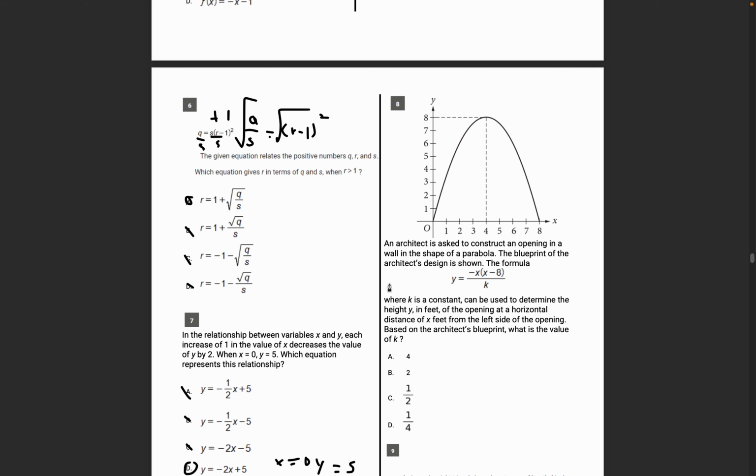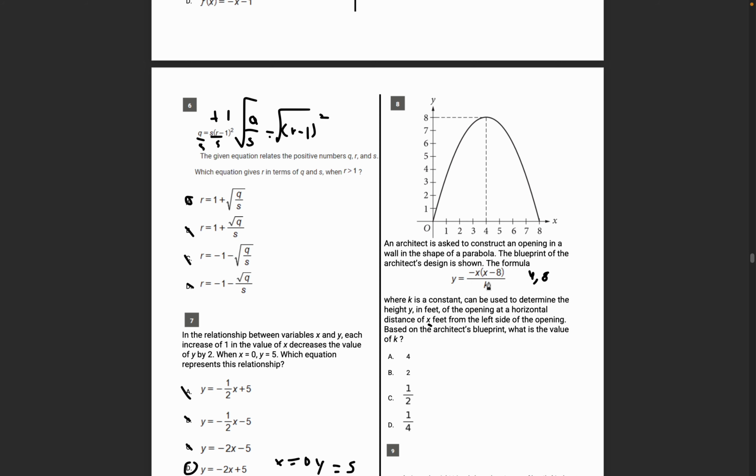8. An architect is to construct an oven. The blueprint, where k is a constant, can be used to determine the height and opening distance of a base. What is the value of k? Okay, the distance of x feet. This is the x feet, right? Okay, we have to plug in. So let's say we have a point here, 4, 8.